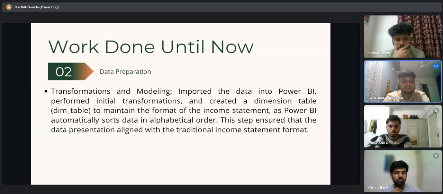Another step in the data preparation was the transformations and modeling. As I mentioned, we used Power BI. So we imported the data into Power BI, performed initial transformation, and created a dimensional table, that is, a dim table, to maintain the format of the income statement, as Power BI automatically sorts data in alphabetical order. This step ensured that the data presentation aligned with the traditional income statement format. Next.